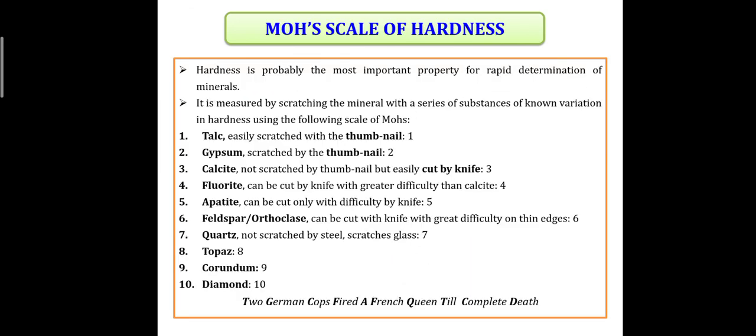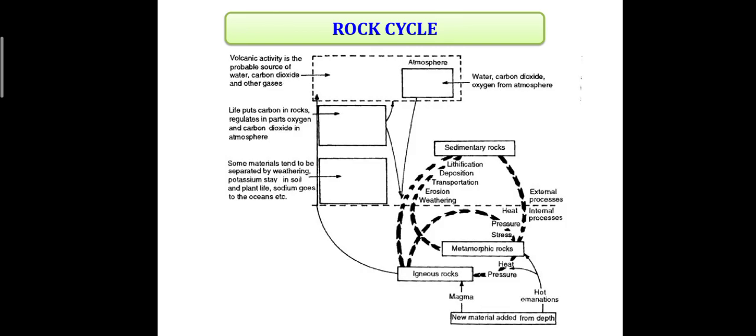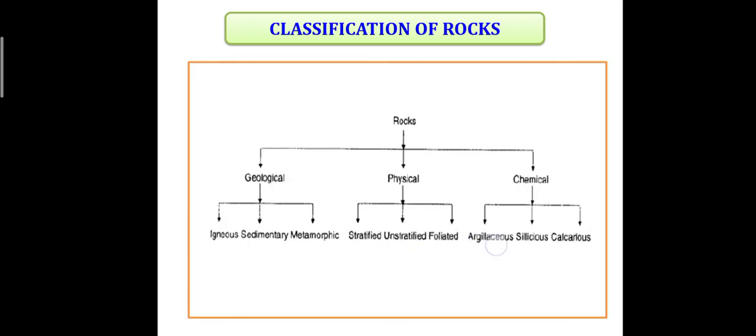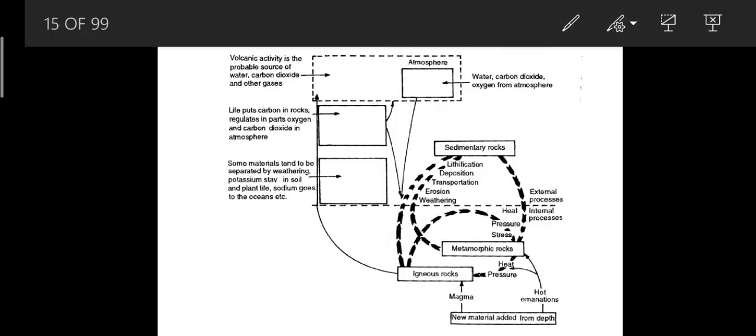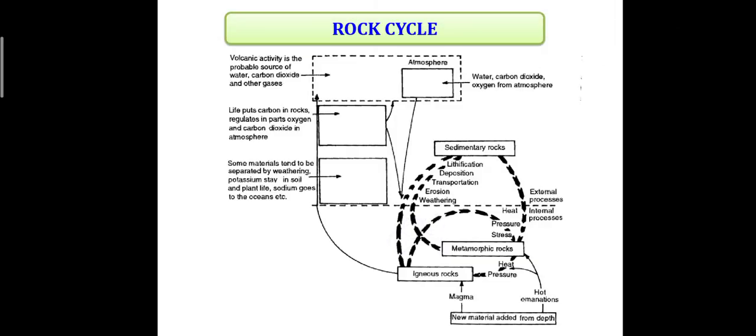This is called the rock cycle. What is the rock cycle? Rocks are usually formed from magma. First, igneous rocks are formed from magma. The igneous rocks undergo erosion due to weather changes. They deposit in some other place and form other rocks called sedimentary rocks. And when the sedimentary rocks undergo several changes in pressure and temperature, they change themselves into metamorphic rocks.